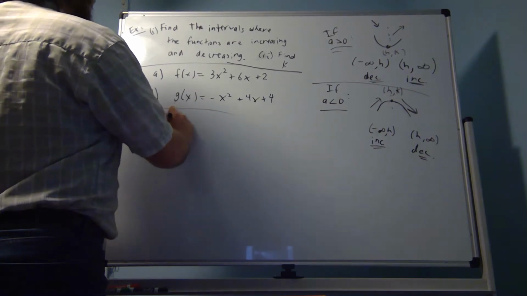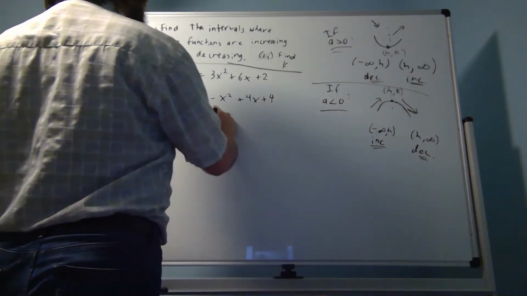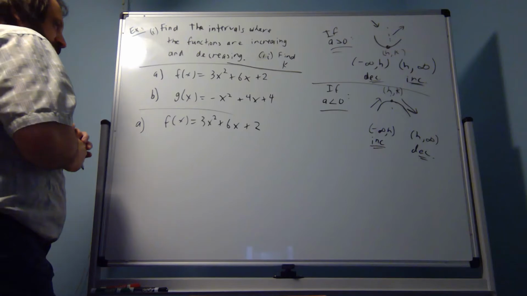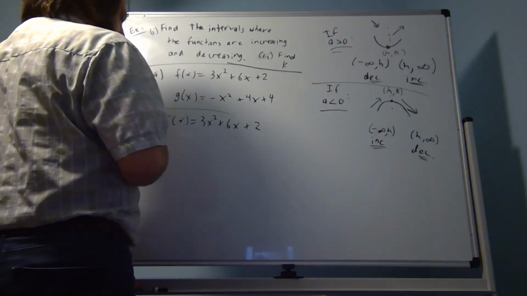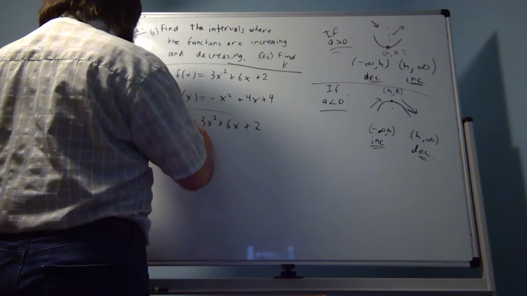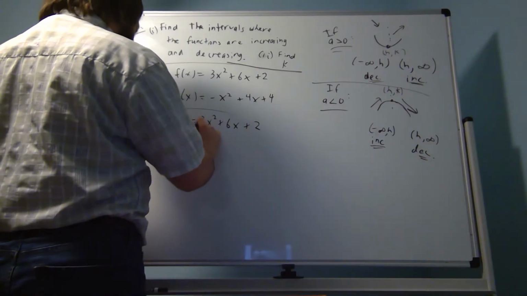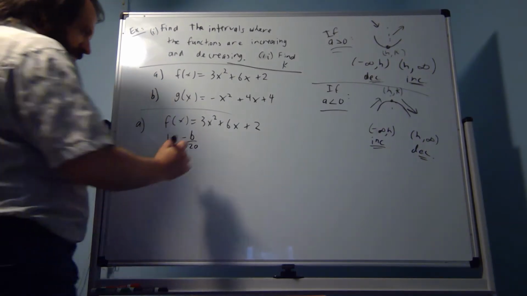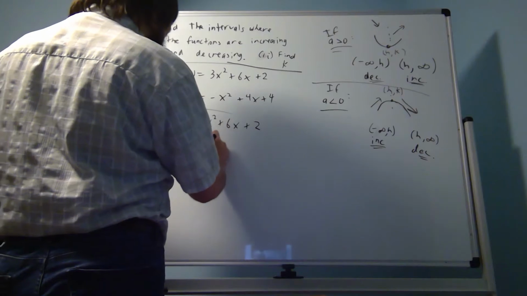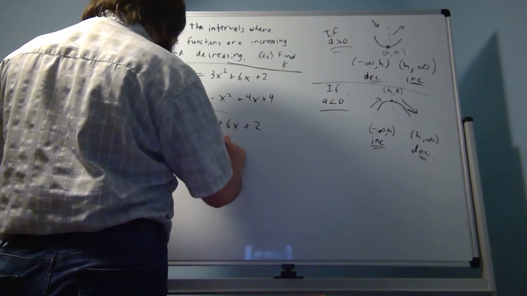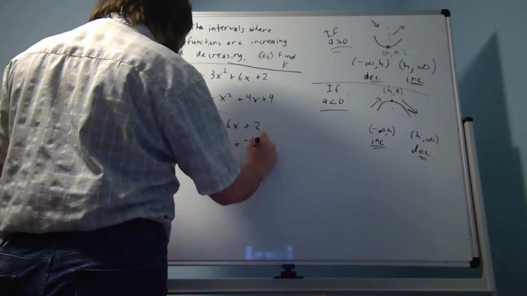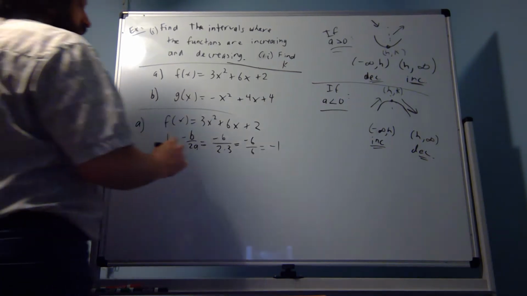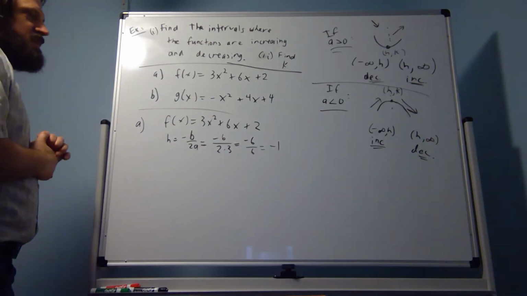So let's look at one. f of x is 3x squared plus 6x plus 2. I've got some remarks on the far right. I'll come to that when we get to it. We're going to need to know h no matter what. The h is negative b over 2a if it's in this form, ax squared plus bx plus c. So b is 6, and 2 times a is 2 times 3, so negative 6 divided by 6 is negative 1, for these very nice numbers. So that's h.